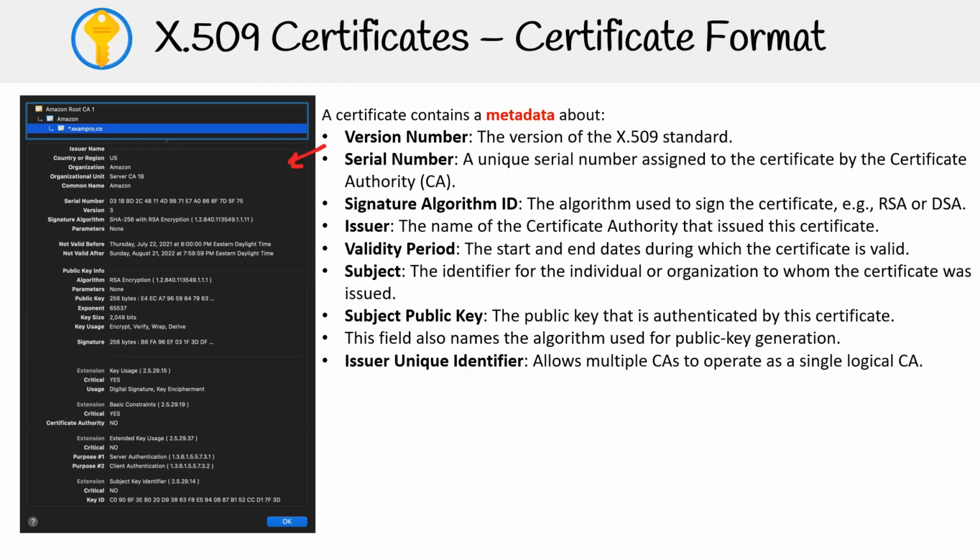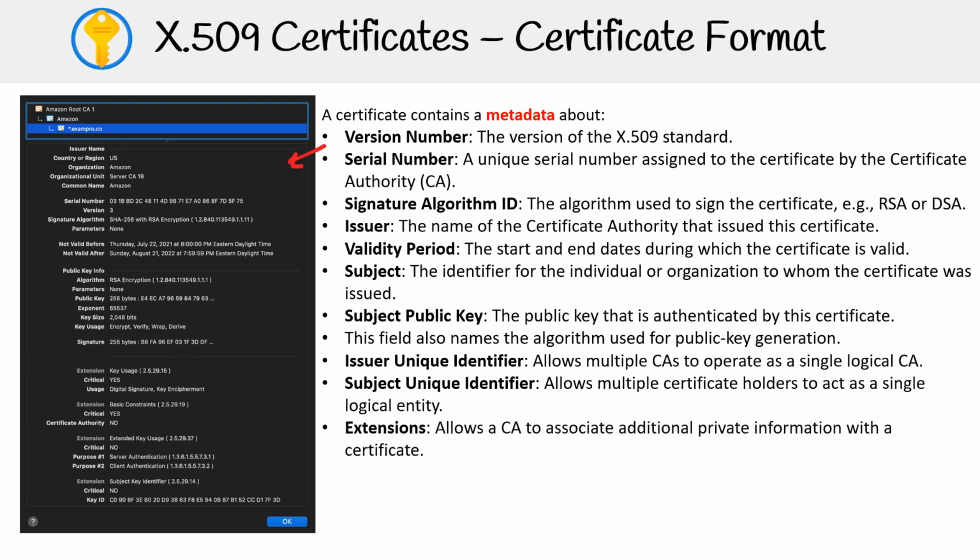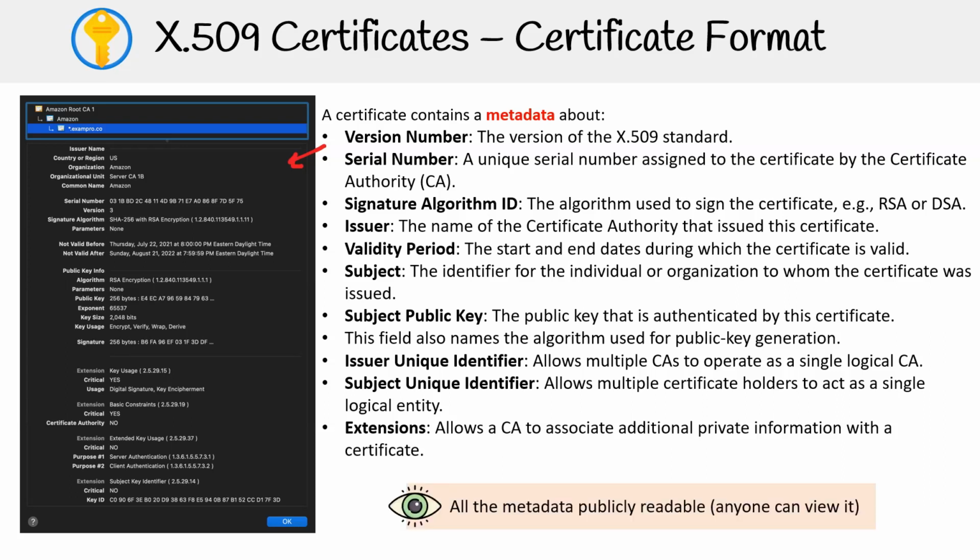Issuer unique identifier allows multiple CAs to operate as a single logical entity. Subject unique identifier allows multiple certificate holders to act as a single logical entity. Extensions allows a CA to associate additional private information with a certificate. All the metadata is publicly readable, anyone can view it. So that's an overview of X509 certificates.